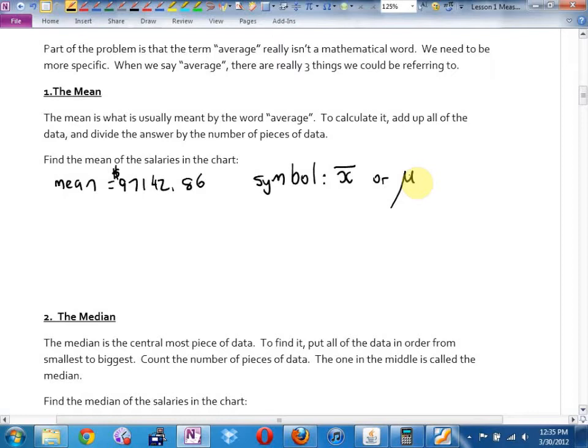Scoring averages, for example, in basketball, you're finding the mean. They played 10 games and he scored this many points over those 10 games. Add them up, divide by 10.